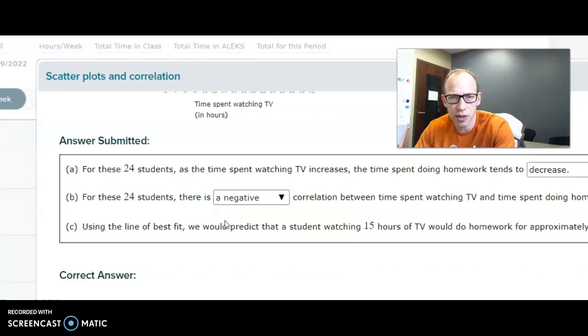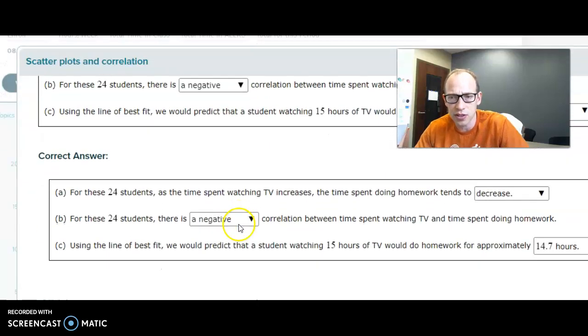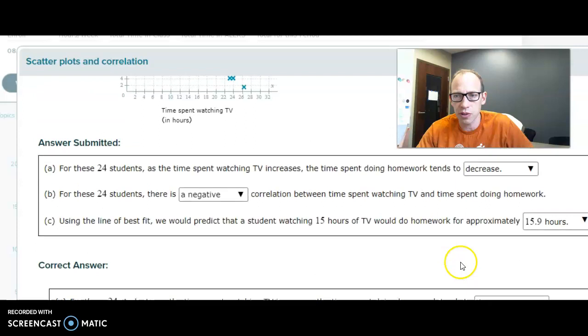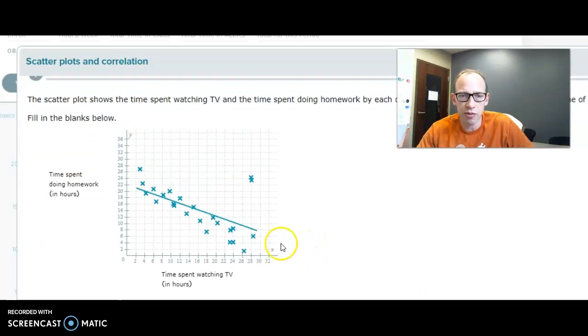Now, I also want to mention something on this. The correct answer there was 14.7. This particular student put 15.9, and that was counted wrong. I think what they were testing there is they wanted to see if you knew that it was the line you're going to and not that data point. And so I think that's why they did that.